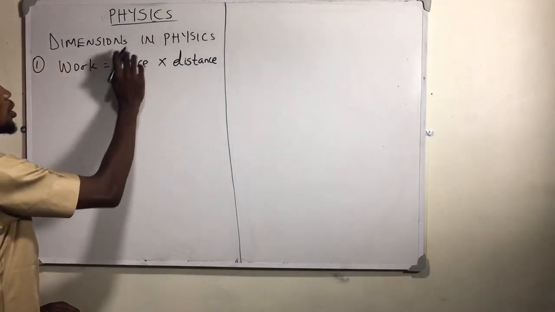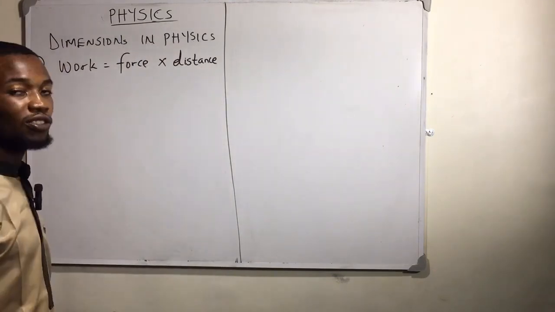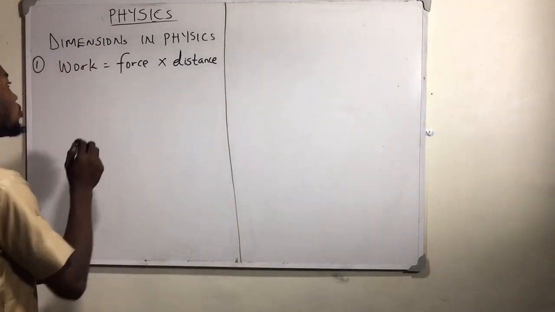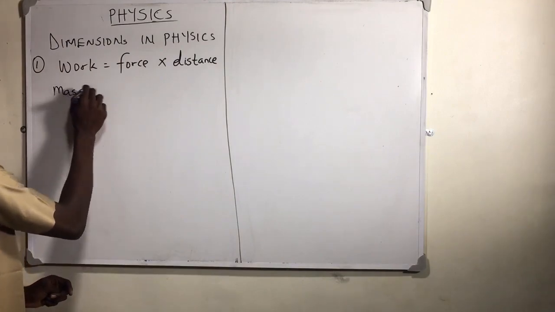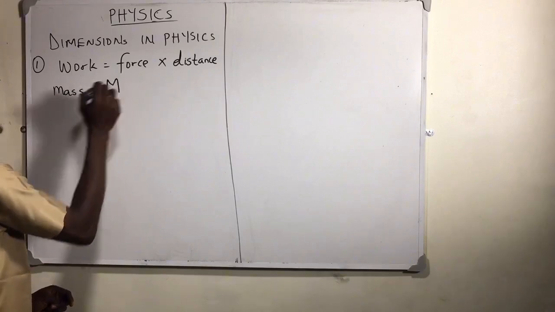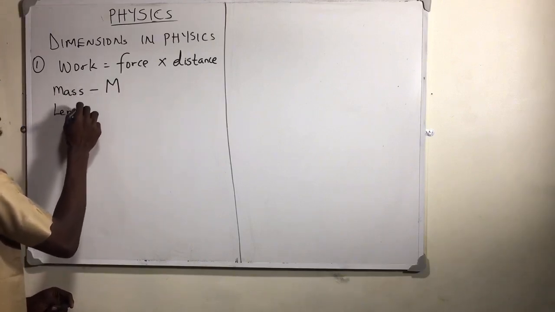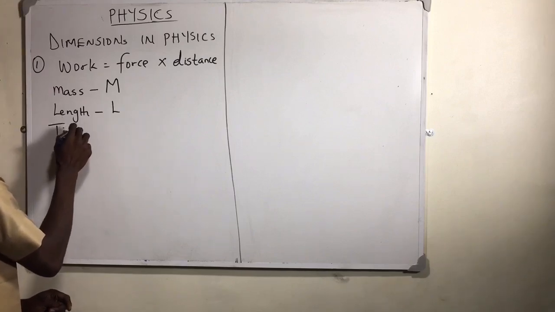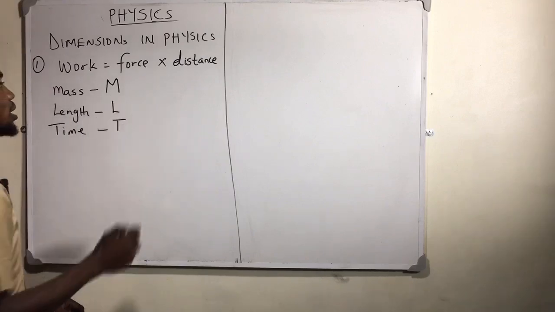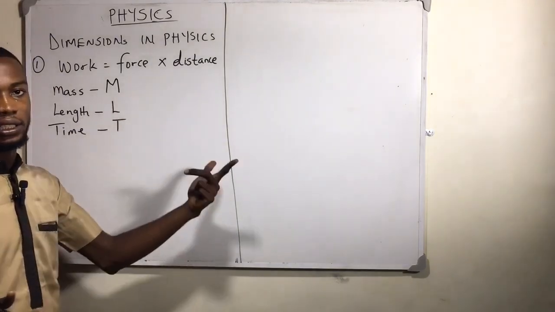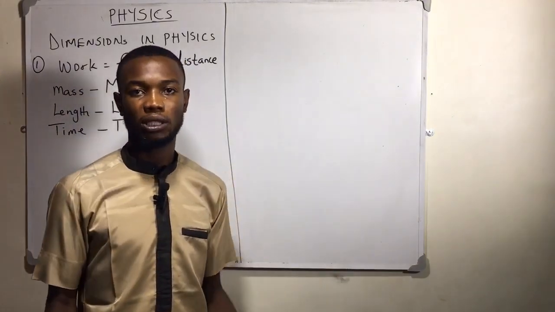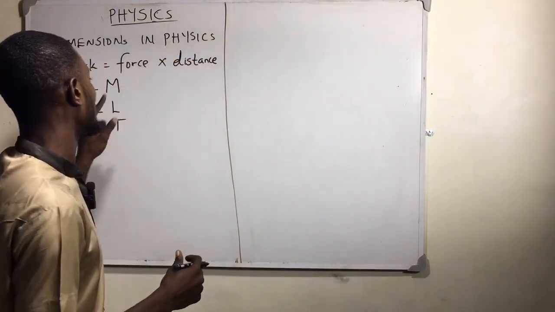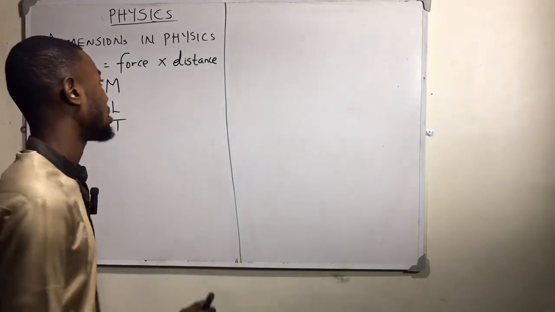Now, we know that the dimension of distance is just L, because distance is represented with L. Lest I forget, before we move on, for mass, the dimension, you represent it with M. For length, the dimension, you represent it with L. For time, the dimension, you represent it with T. Now, length is talking about distance. That's how far the interval between two points. That's distance. If you are solving for distance, we'll just represent it with L, which is the length of a place. Now, let's move on.